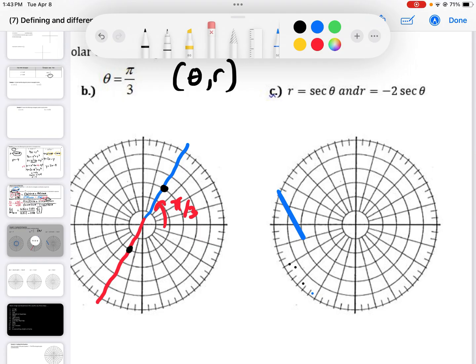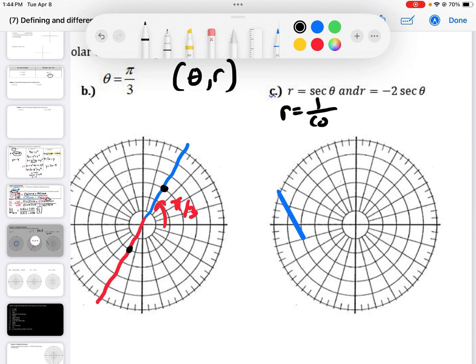All right, so let's keep building up. I'm going to graph 2 separate graphs on this one, and for some reason this isn't erasing. Great. Okay, just don't look at that random blue line there. All right, so r is equal to secant theta. r is equal to secant theta. This is kind of confusing.